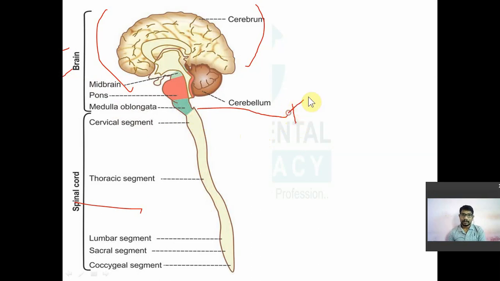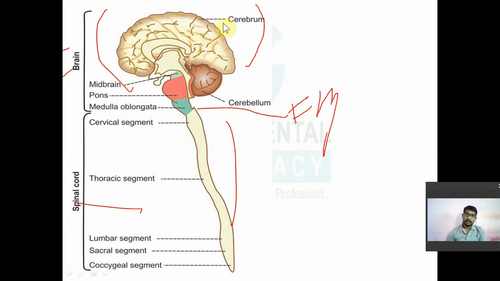Foramen magnum is the name of this opening. Through the foramen magnum, the spinal cord will extend from brain into the vertebral column through the opening of foramen magnum. Now your brain has two hemispheres. Remember, brain has two hemispheres.